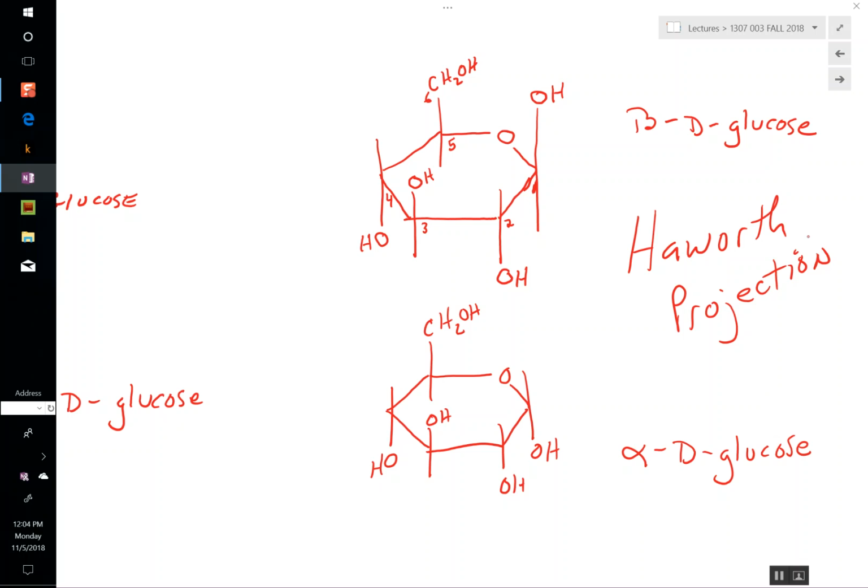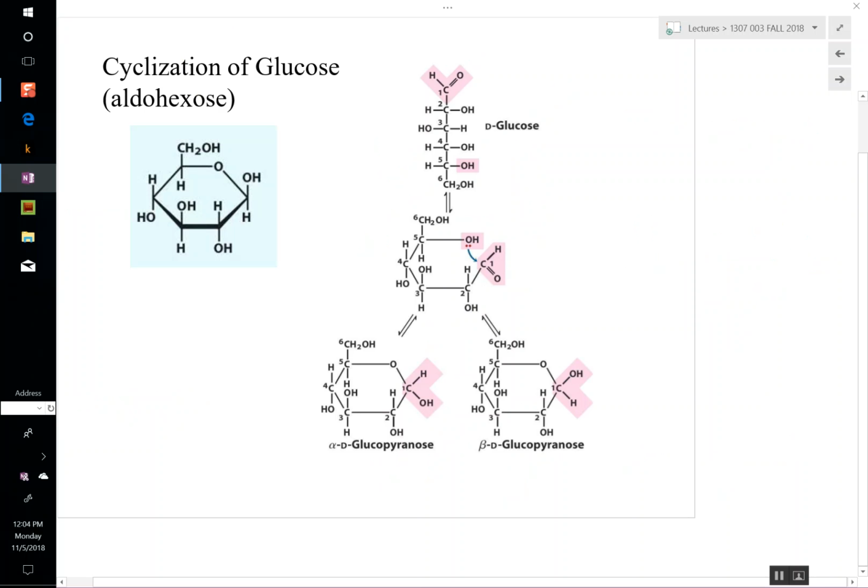Okay, let me just say it again to the whole class. Alpha and beta exist. There's one disaccharide that is one alpha D-glucose and one beta D-glucose. This is just another depiction of it. There's your D-glucose in the Fisher projection.